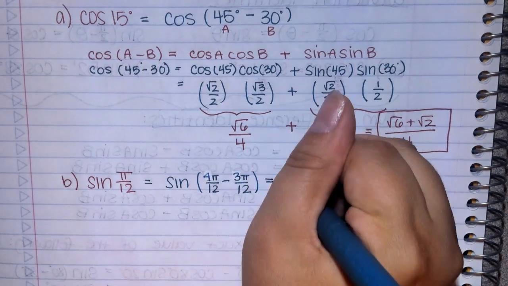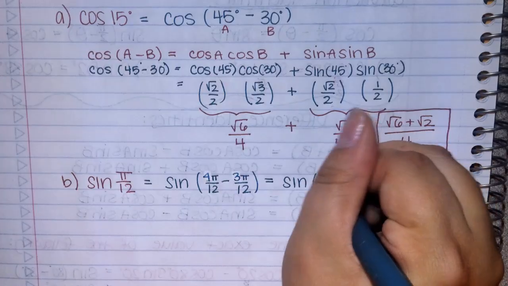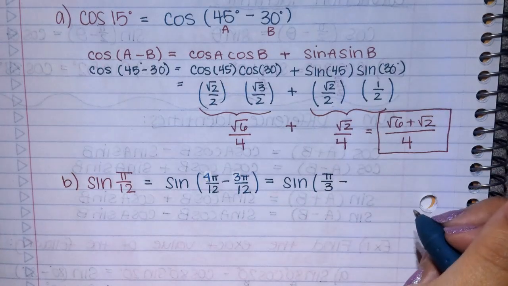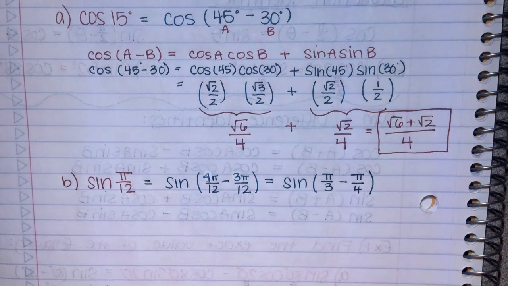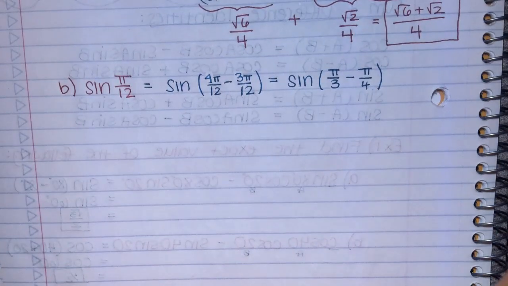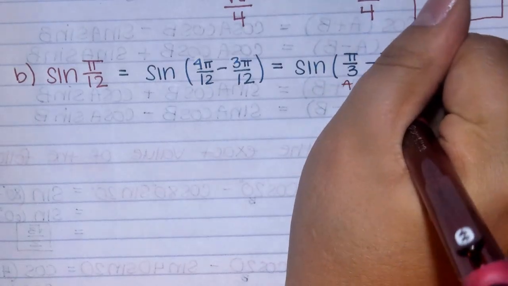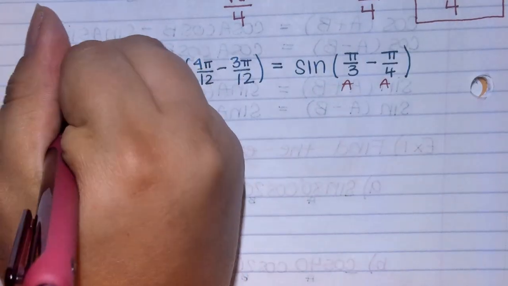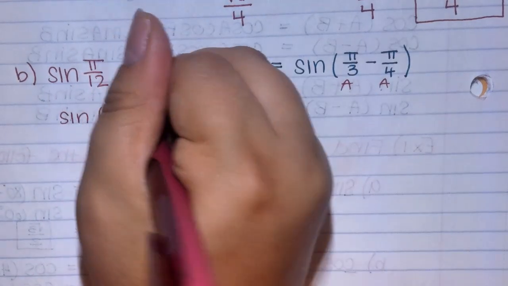What is that equivalent to if I reduce these? Pi over 3 minus pi over 4. Does that make sense? Now we have an A and a B. What trig function are we using here? Sine. So I'm going to write my identity. It's going to be A minus B.